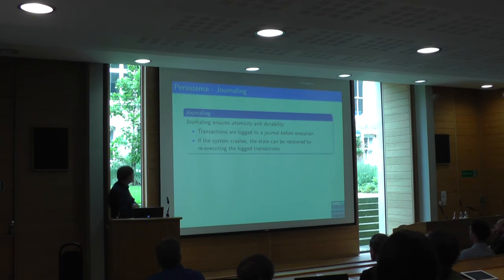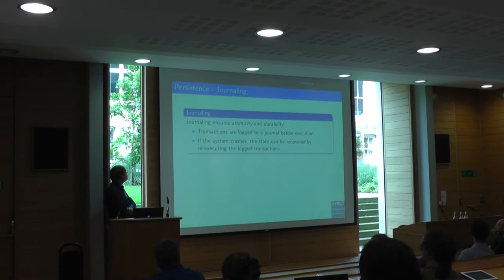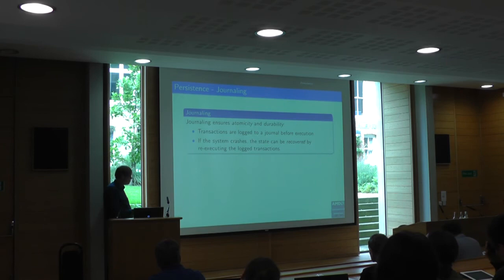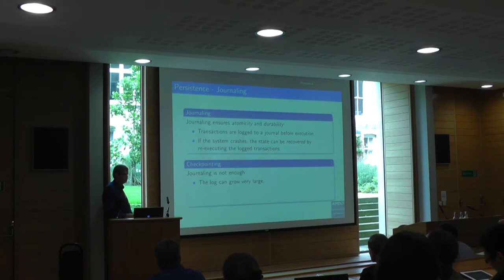We also looked at the implementation of how to store states on disk. A very similar method is journaling. The idea is, before you execute a transaction, you first write it to a file. And then when the system crashes, you just execute all transactions which are in the file, so you get the same data as before the crash. It's pretty simple, but if you just do this, it's not enough because the log grows very large and you get long recovery times.